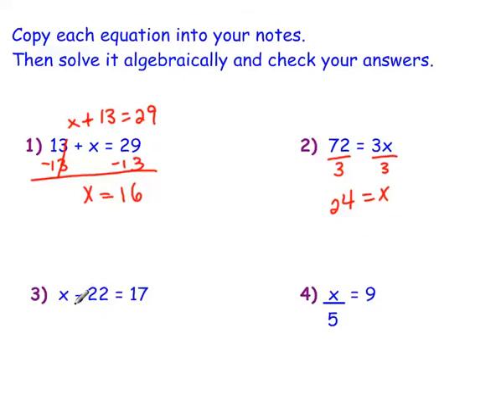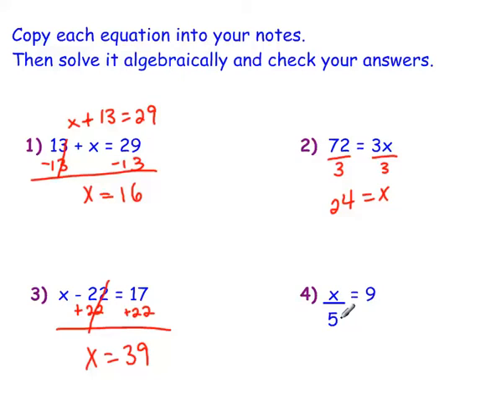Down here, x minus 22 equals 17. So the opposite of subtracting would be to add 22 to both sides. Remember, a minus 22 and a plus 22, those just cancel. Don't get confused there. Those are canceling. So I have x left on this side equals 39. Remember, you should always go back and check just to make sure they're right. So 39 minus 22 is 17.